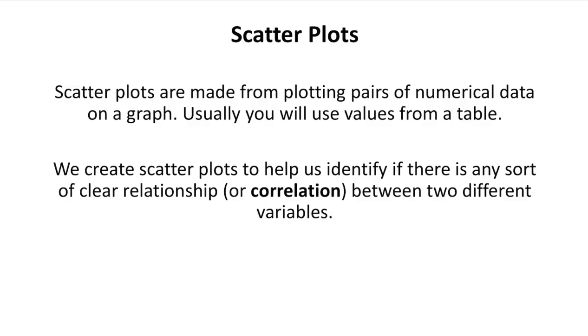Now let's move to scatter plots. A scatter plot is just where you take two things, compare them together, and then you plot all that data out on a graph, okay? I'll show you what that looks like here in a second. They're made from plotting pairs of numerical data on a graph. Most of the time you'll have values from a table.